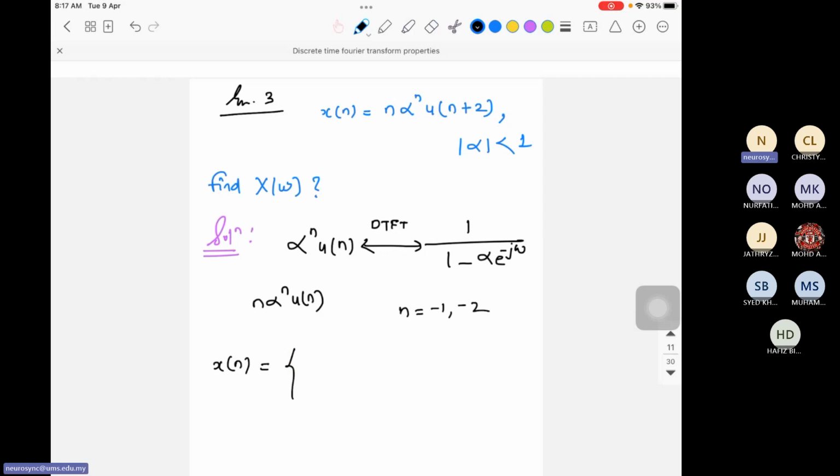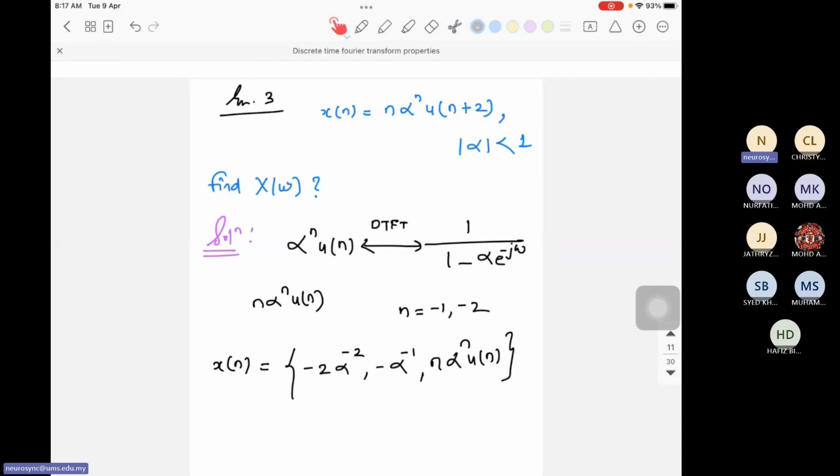So at n equal to minus 2, this is alpha to the power minus 2. At minus 1, this is minus alpha to the power minus 1. And the rest are n into alpha to the power n u of n. I can split these like this. Why? Because this is in advance of 2, not delay. This is in advance of 2.